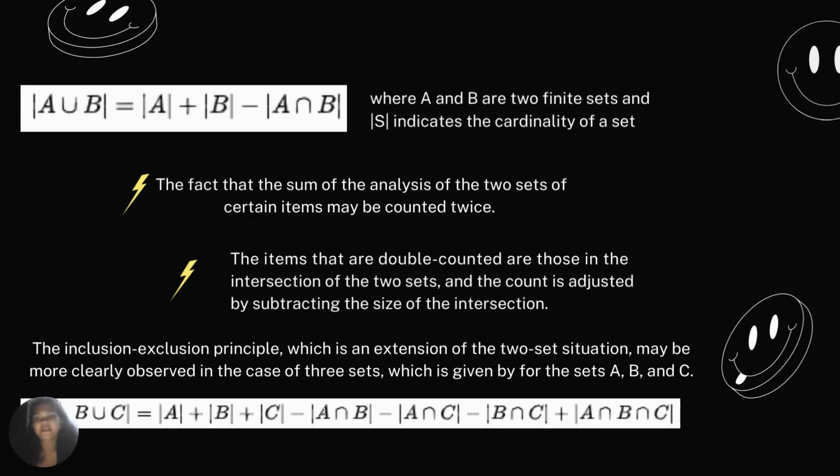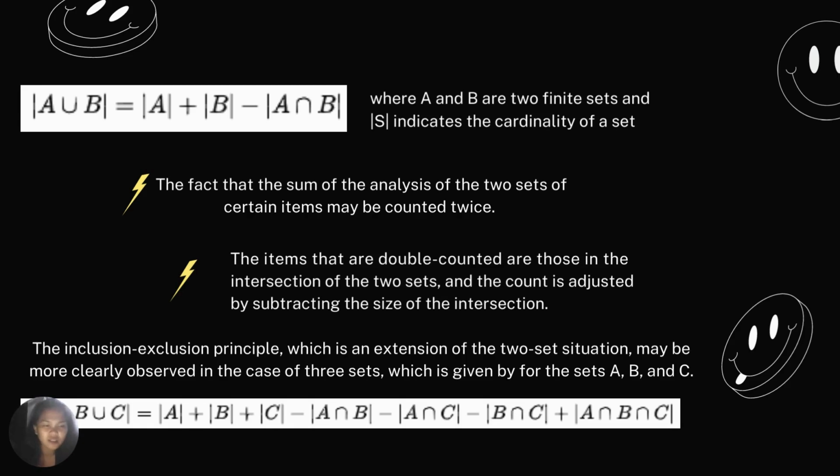Well, the formula explains the fact that the sum of the cardinalities of the two sets may be excessively big, since certain items may be counted twice. The items that are double counted are those in the intersection of the two sets. The count is adjusted by subtracting the size of the intersection.